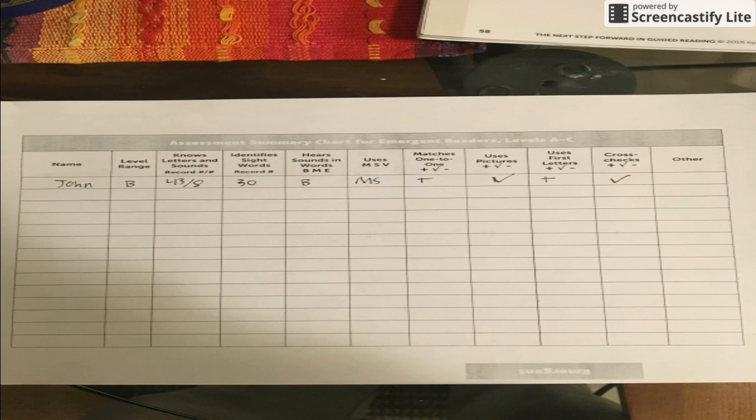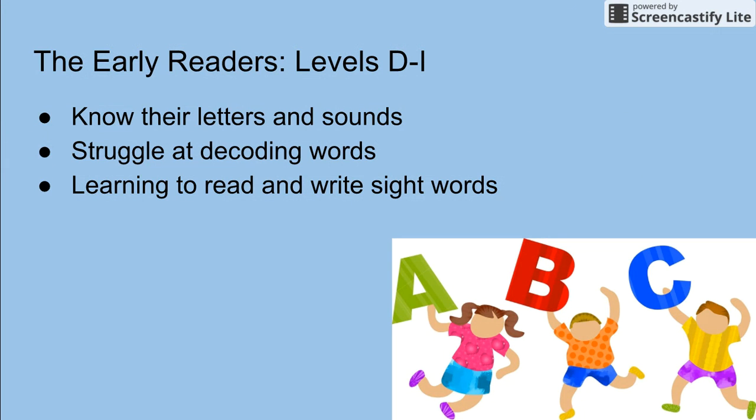Matches one-to-one. If he's following along in the print, I said that he does that exceptionally but not proficiently enough. Uses the first letter. He always gets the first letter correct. When we go back to the known letters, those 43 letters, he's doing very well there. Cross-checking to make sure he gets everything right. They're going back. So that's going to move us on to the early readers, levels D and I.